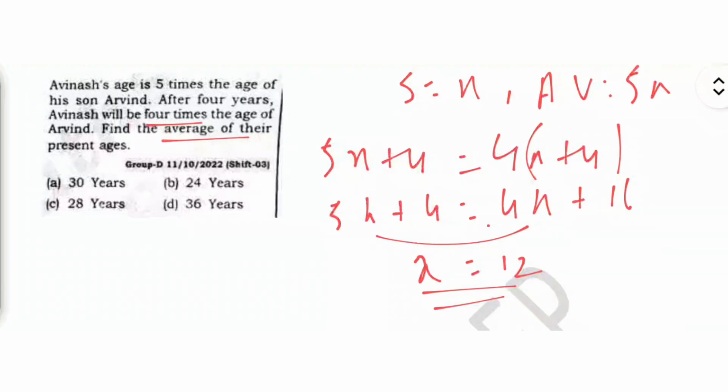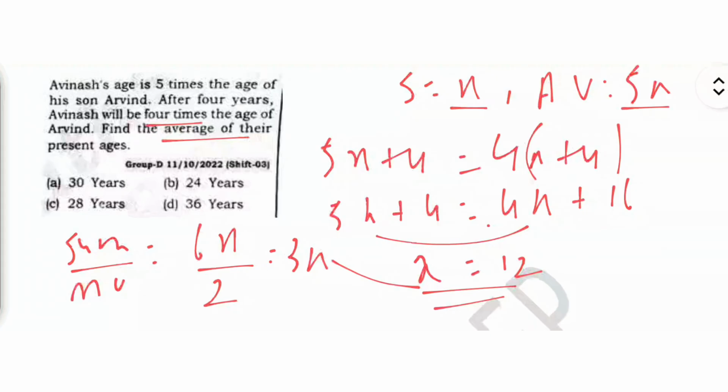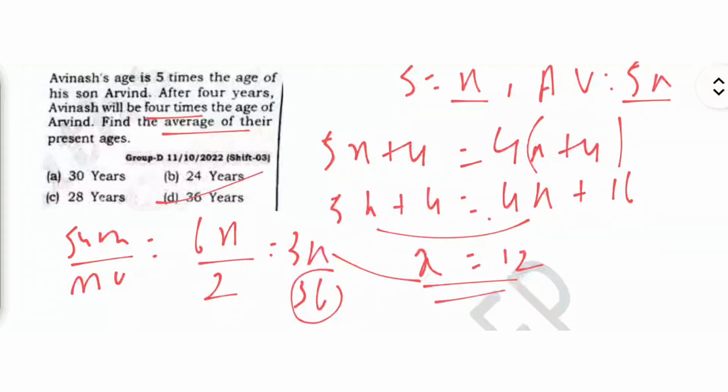We need to find the average age. How do we find the average? Sum of observations upon number of observations. What is the sum of observations over here? We have x and 5x, that is 6x. Upon number of observations, how many people are there? 2. So it is nothing but 3x. And what is the value of x? It's 12. So average age is 36.